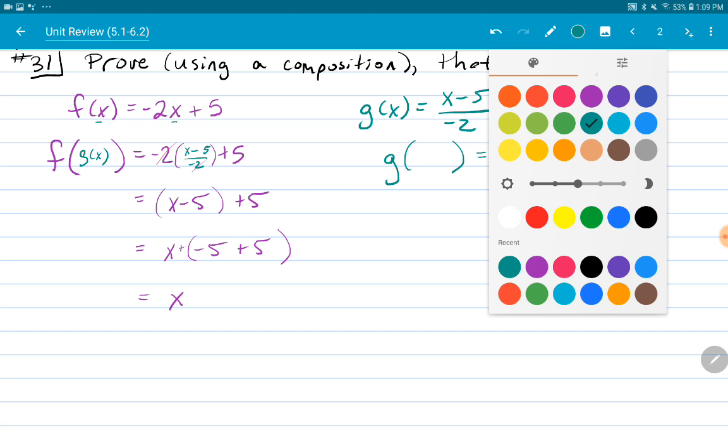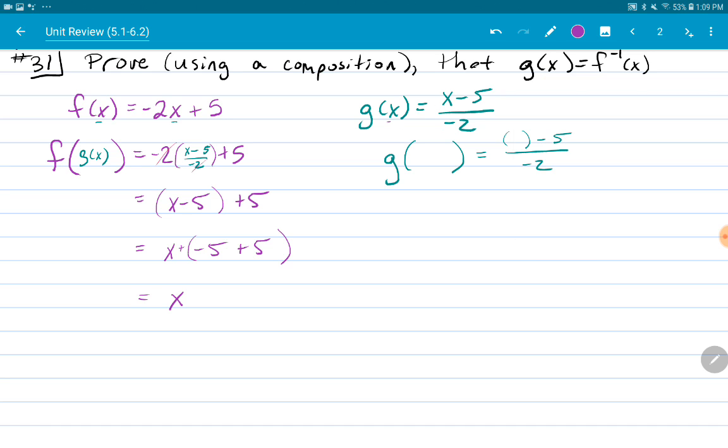So in place of all the x's, both those x's, I will write the function f of x, which in this case is too big to fit into that parenthesis. Negative 2x plus 5. And now it's just a matter of simplifying that, and I can see that positive 5 and the negative 5 will cancel, and I'm left with negative 2x over negative 2, which gives me x.